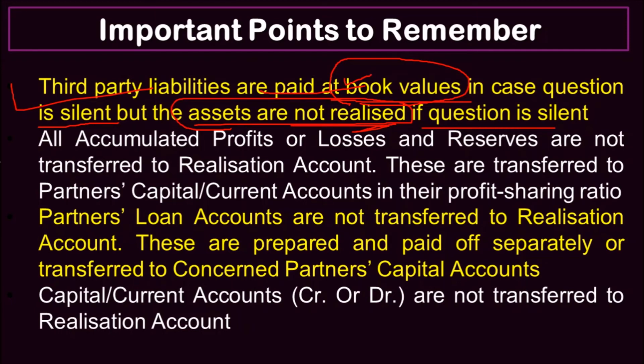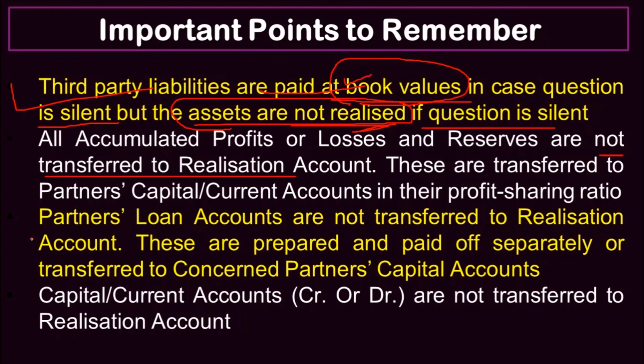Now all accumulated profits or losses and reserves are not transferred to realization account. Yes, these are transferred to partners' capital or current accounts in their profit sharing ratio. That's a very clear point. It is related to general reserve. Or on the asset side, debit balance of profit and loss is given, or advertisement suspense account is given. So these accounts are directly transferred to partners' capital accounts in their profit sharing ratio, on the debit or credit side as the case may be, but these are not transferred to realization account. Remember this point.